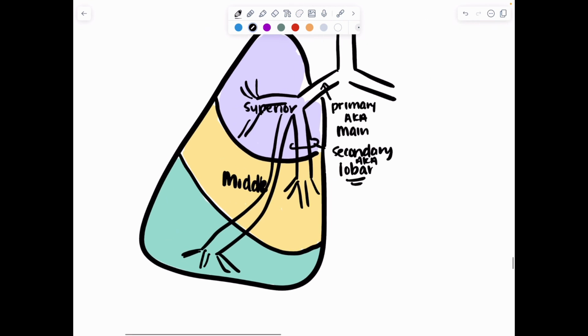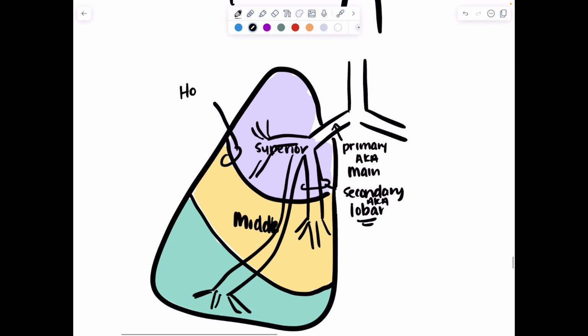Now, there's a few fissures that you need to know. Fissures are what separate one lobe from the other. So the fissure that separates the superior from the middle lobe, this fissure right here, is known as the horizontal fissure. The fissure that separates the middle from the inferior lobe, I never labeled this one, is known as our oblique fissure.